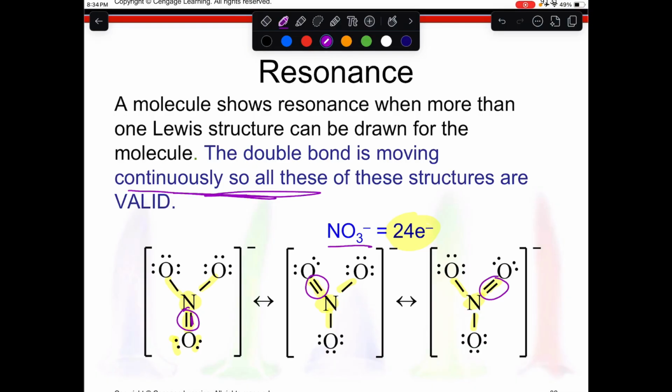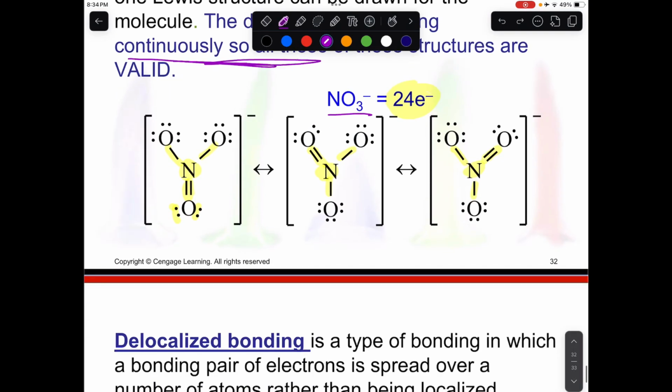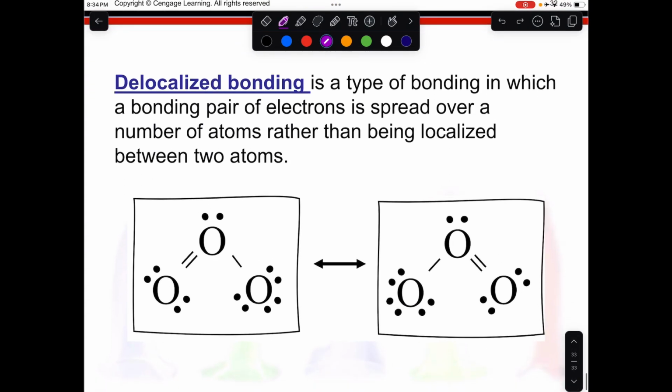We actually say these are kind of like 1.5 bonds for everything because it's shifting so fast that it's like sharing it with all the different N to O connections. Okay, so resonance, again, it has to be to the same atom. If one of these was like an F or something like that, that's not resonance. It's when it's the same atom. There could be 2, there could be 3 structures of resonance, but you draw them all and you put double-headed arrows between them.